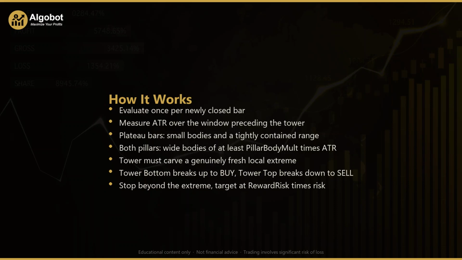Then it checks the two pillars. Both the left pillar and the right pillar must have wide bodies, each at least pillar body multiple times ATR, defaulting to 1 full ATR. These are the tall bookends around the quiet base.